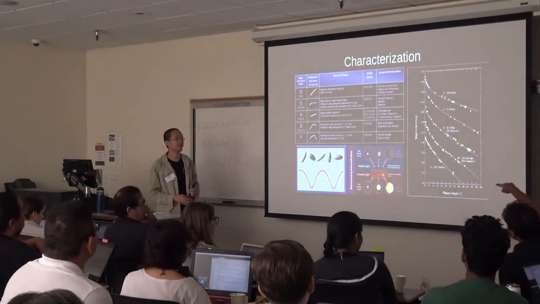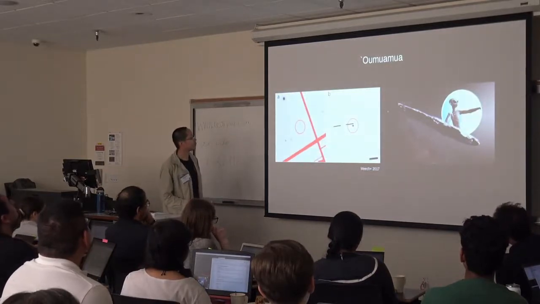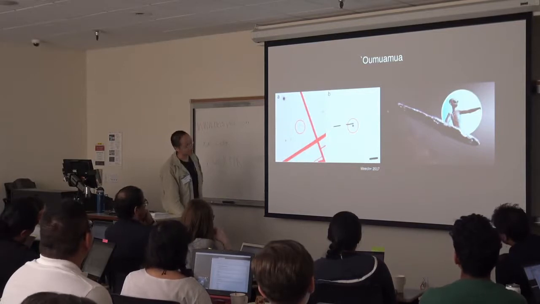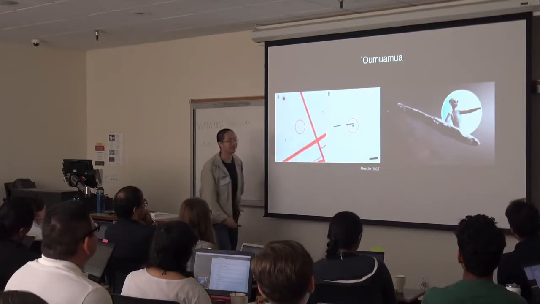So in the previous image, what are the faint dots below that? Are those all asteroids? You mean this one? Yeah. They're likely image artifacts. That's a good question. I think they are image artifacts.